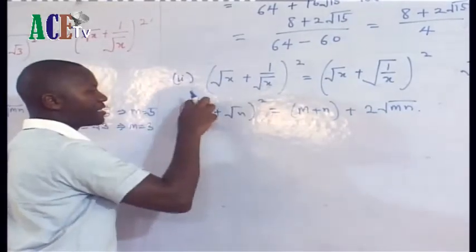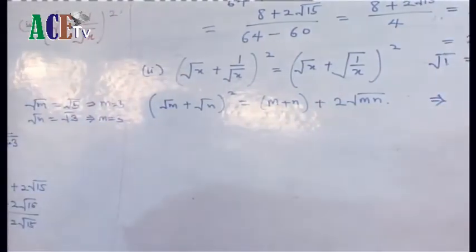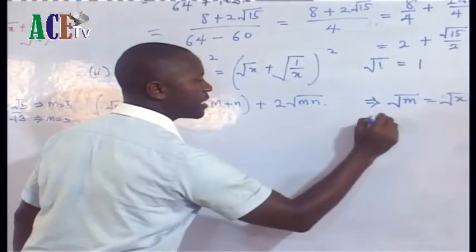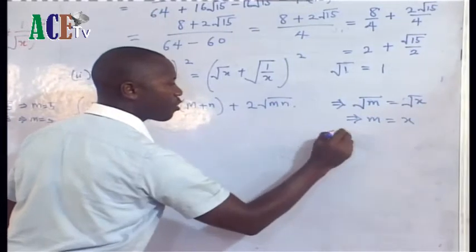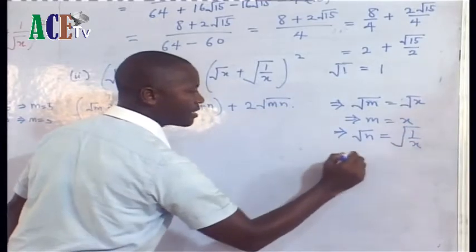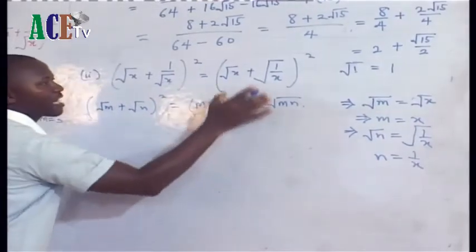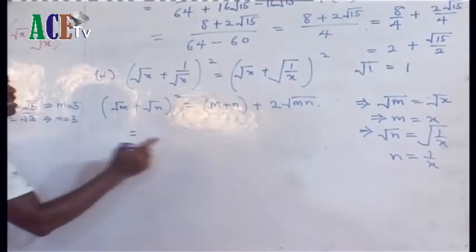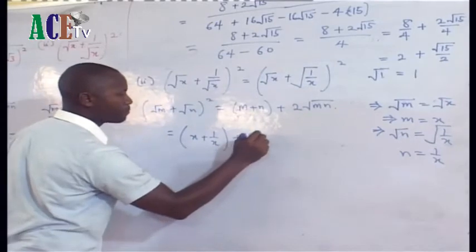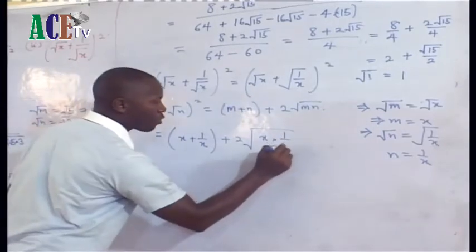Now if we compare this with this, it implies that square root of m is equal to square root of x, so m equals x. And also square root of n is equal to square root of 1 all over x, and this means that n is equal to 1 all over x. Once we know that, we can easily adapt this. So we would have x plus 1 all over x plus 2 square root of m times n, which is x multiplied by 1 all over x.